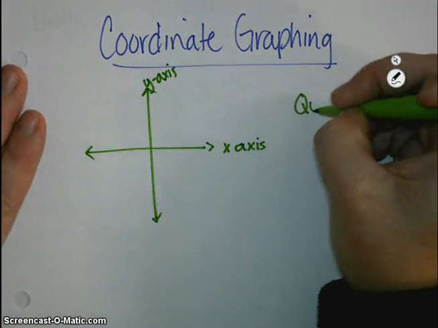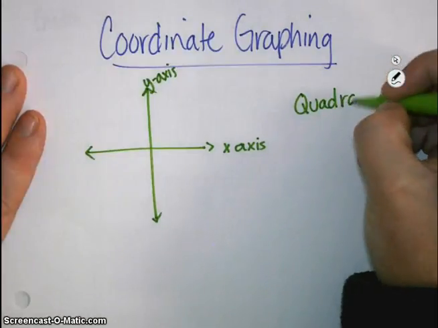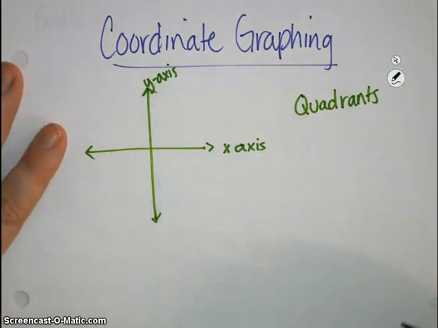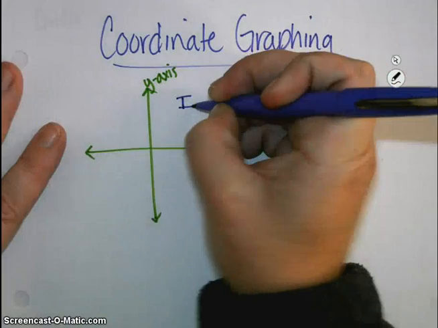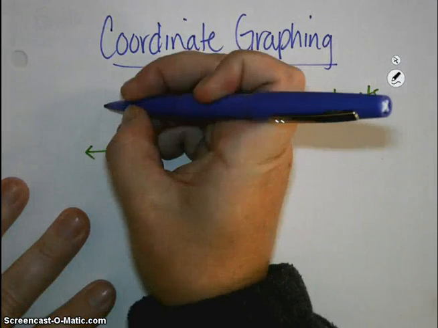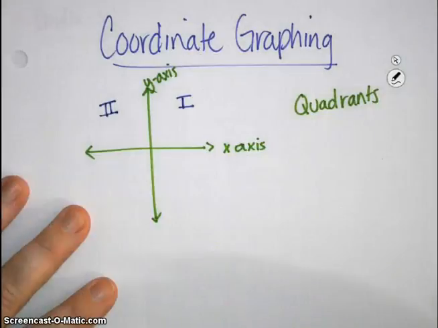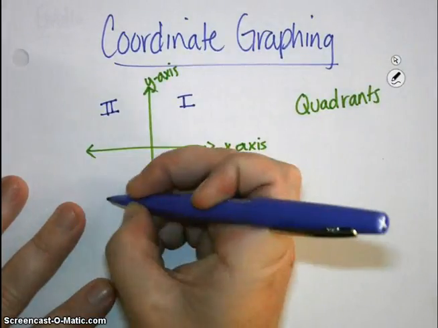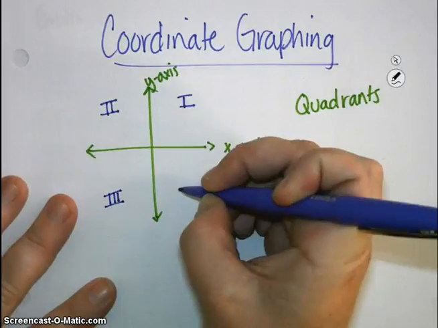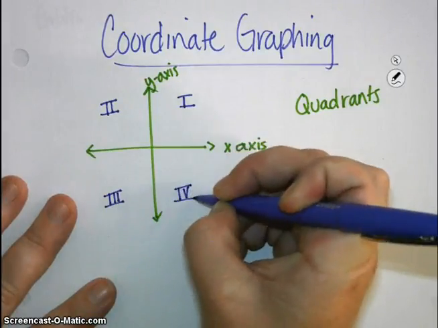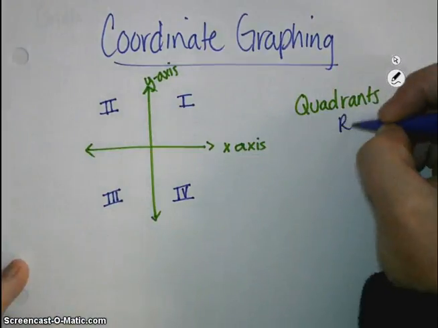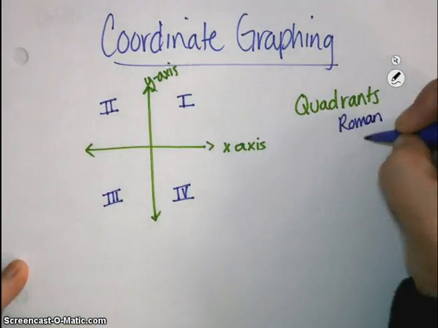Now, quadrants are the four parts that we see in a coordinate plane. So we have quadrant 1, which is the top right quadrant. We have quadrant 2, which is the top left quadrant. We have quadrant 3, which is the bottom left quadrant. And we have quadrant 4, which is the bottom right. Now, we label our quadrants with Roman numerals. That's how they are identified.